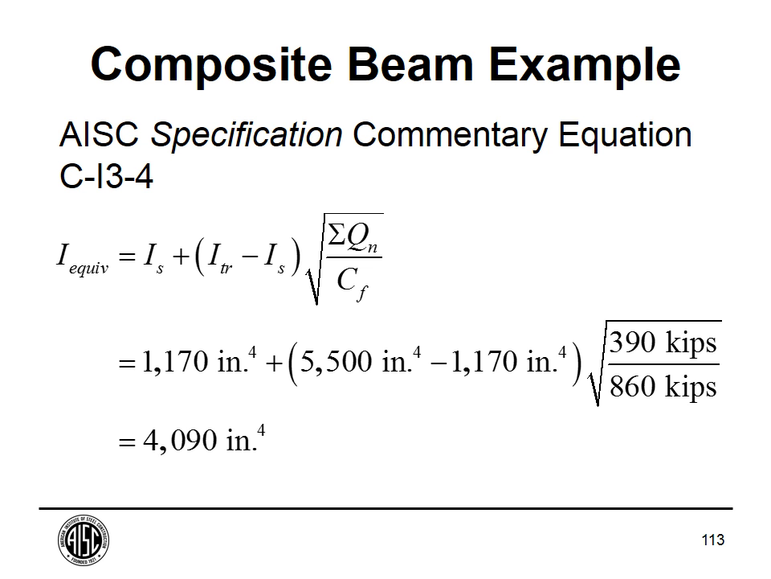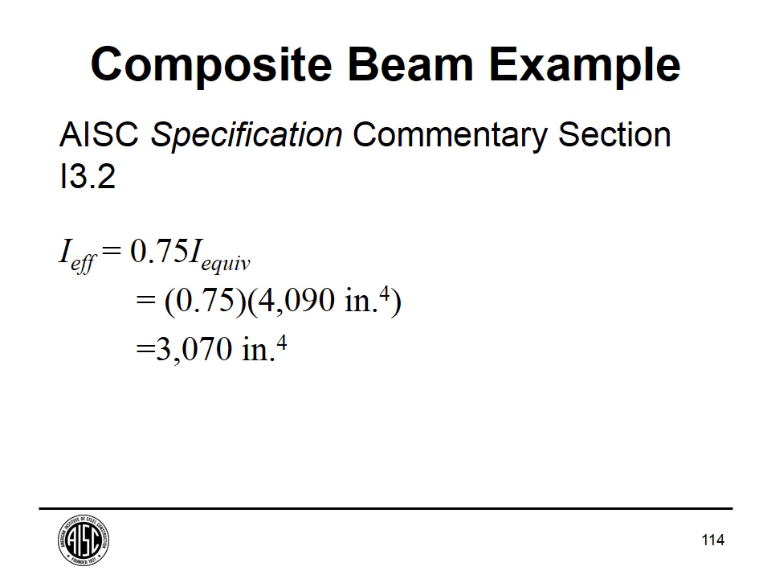So now we know everything to plug into this equation in the commentary, and we end up with an I equivalent of 4,090 inches to the fourth. So for I effective, you multiply by 0.75 to get 3,070.